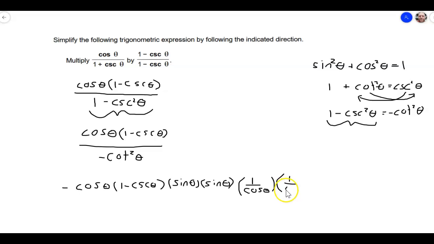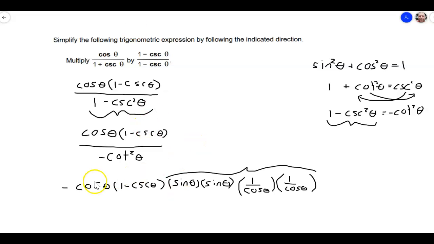And really, all of this together here is just sine squared of theta divided by cosine squared of theta, right? It's just the reciprocal of this cotangent squared of theta. I'm just writing it like this so we can go ahead and see if anything we can cancel out and then condense it into one nice, neatly packaged identity.